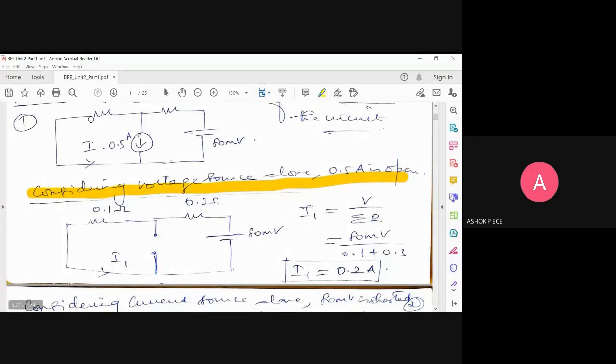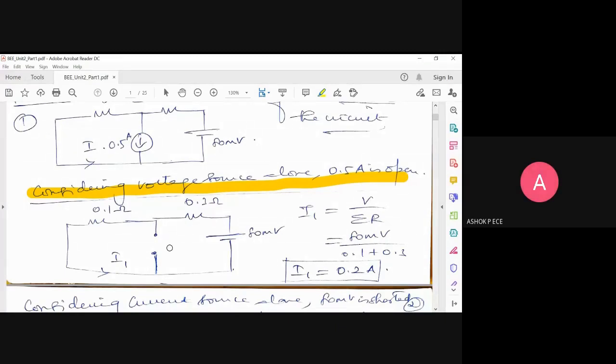And I am marking the current as I1 because it is no more I; it is I only when you have the current source. So since the current source is removed, I am marking this current as I1. Will this open circuit have any effect on the circuit? Will current flow through this open circuit? Yes or no? No. So it becomes a simple loop, right?